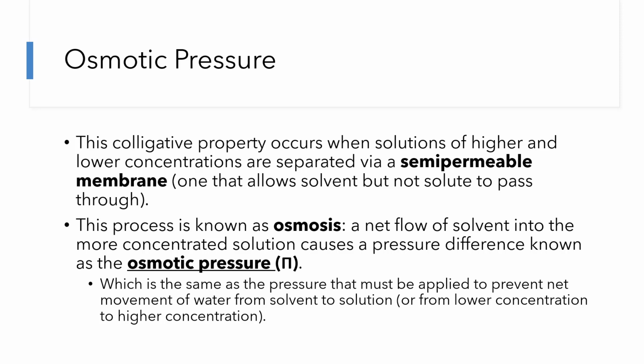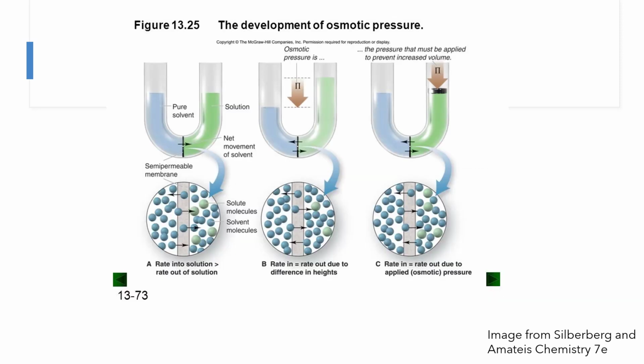Now, whenever we have this flow and this pressure, our osmotic pressure will be the same as the pressure that must be applied to prevent any net movement of water from solvent to solution, i.e., going from a low concentration to a high concentration. Now, that's a lot of words. Let's see what one representation looks like in a figure.